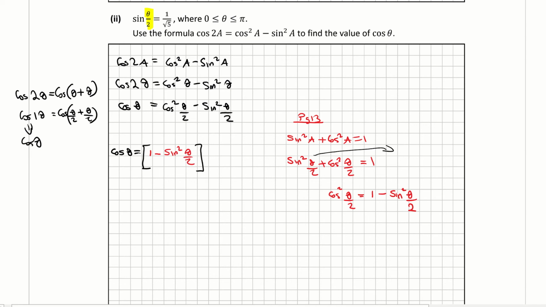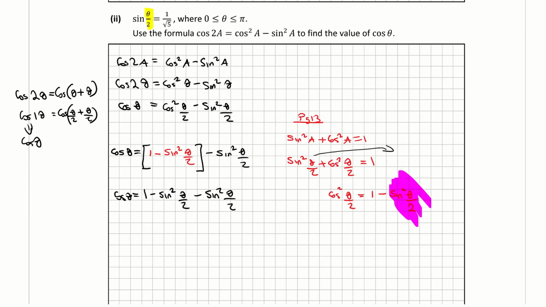Subtract sine squared theta over 2. Taking that out of the bracket gives me cos theta is equal to 1 minus sine squared theta over 2 minus sine squared theta over 2. And the reason I'm doing that is, if you're thinking, why did I move the sine over to the right hand side? If you look at the question here, it's asking us to find the value of sine theta over 2. So I'm thinking in my head, okay, my answer must have sine in it, and that's why I wanted to eliminate the cos. So if you're wondering which one I moved, that's the logic behind that.